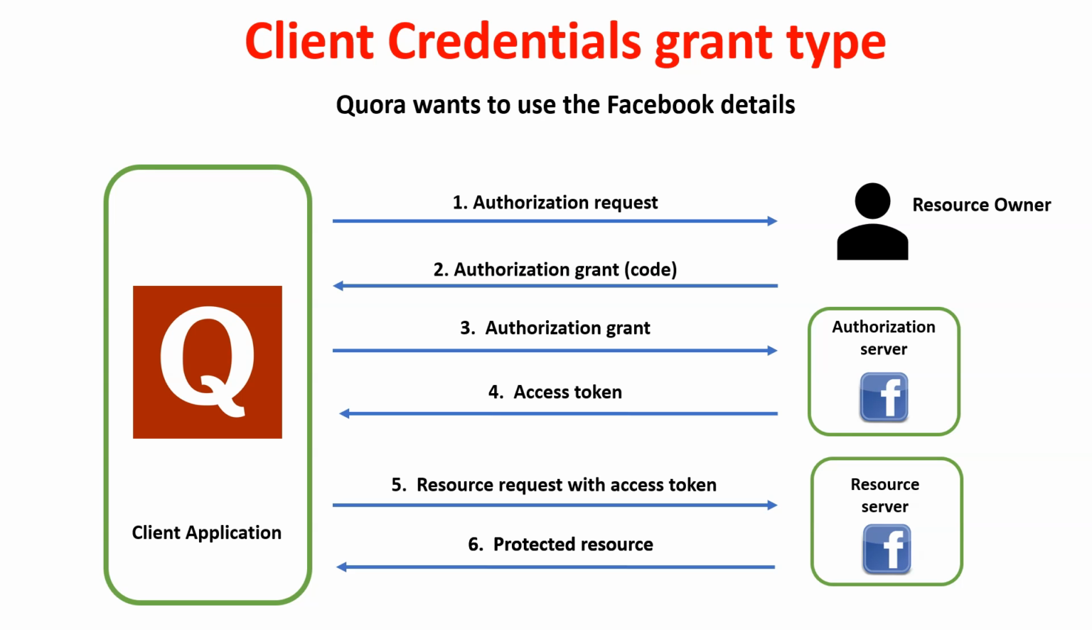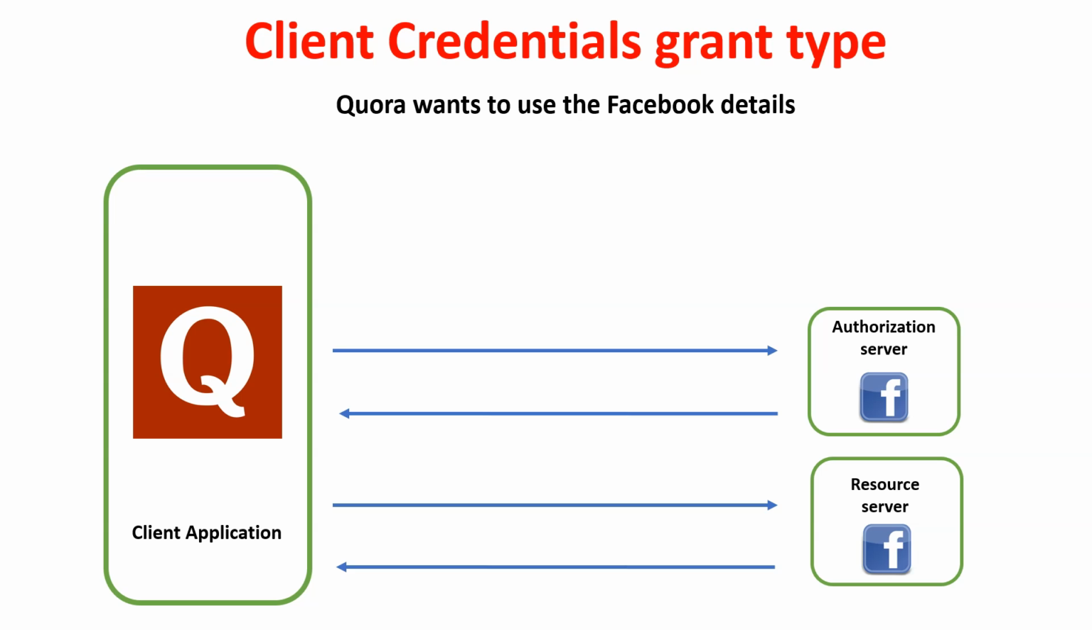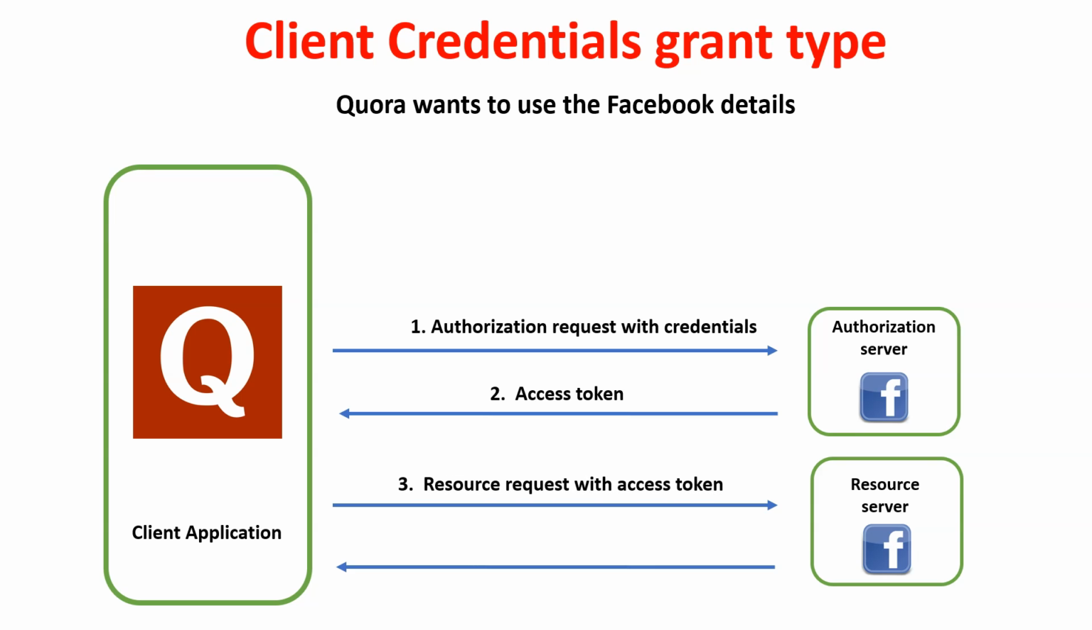The main difference between the client credentials and authorization code grant type is that there is no user involved, only the applications talk to each other. So there is no authorization code involved. As you see on the screen, the first two steps are not there in the client credentials grant type. Instead, the client application has the client ID and client secret, which will be used to get the access token. The first step is to send an authorization request with the client credentials. Once the authorization server receives those details, it validates them and provides the access token. With the access token, the application will try to access the resource and then the protected resource will be provided to the application.